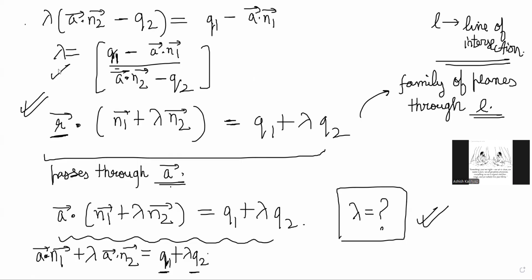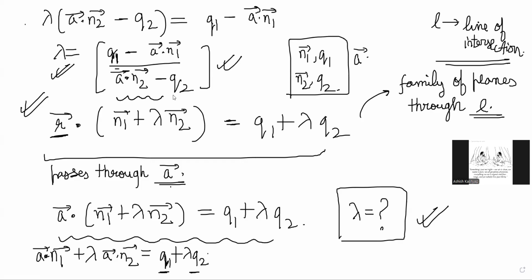See, I have gotten the value of lambda. Why is this known? Because we already knew the original plane equation. So we knew n1, we knew q1, we knew n2, we knew q2. This is given in the question. And we also know a vector. So this is a completely known constant now, right? And therefore now my required equation will come if I put this value of lambda inside this, that is my equation of the plane.